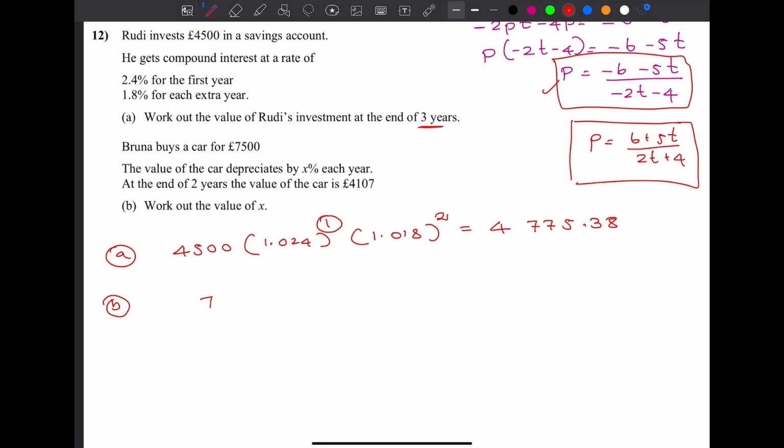Next one, 7,500. That's your deposit. Bracket. We don't know the interest, so I'm just going to call it x, to the power 2 equals 4,107. What is x squared? Just say 4,107 divided by 7,500. Realistically, I want the x, so the square becomes square root on this side, right?